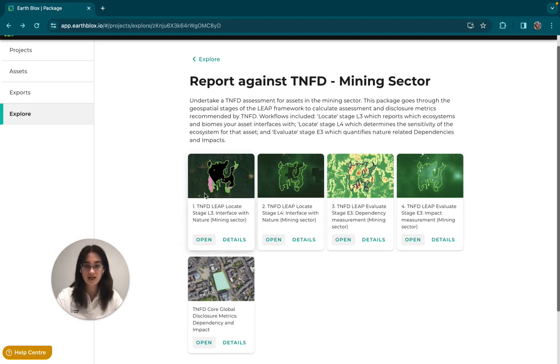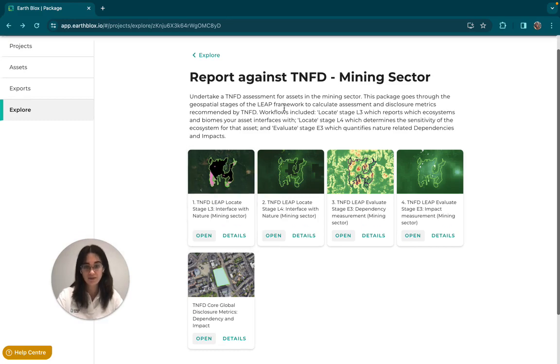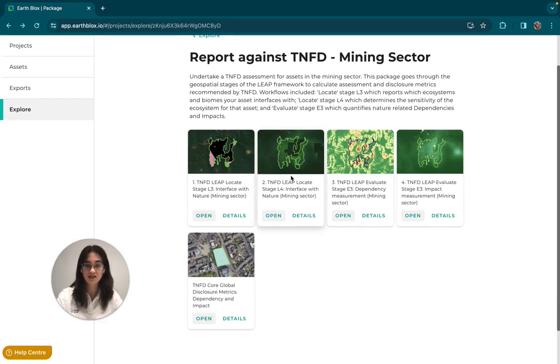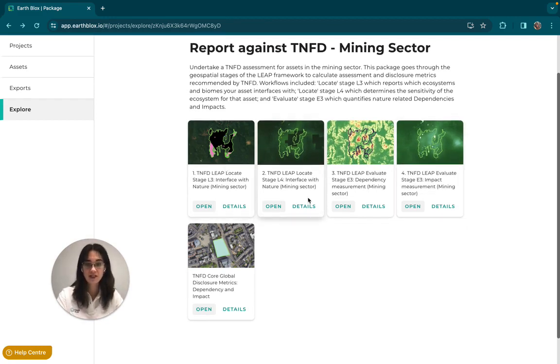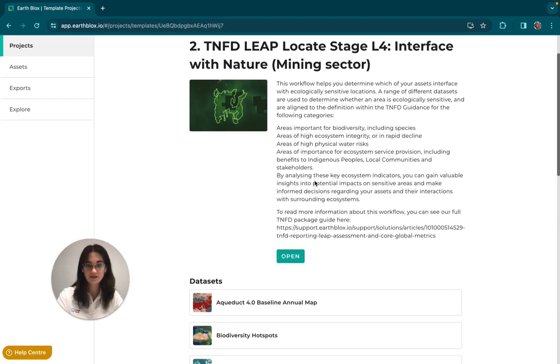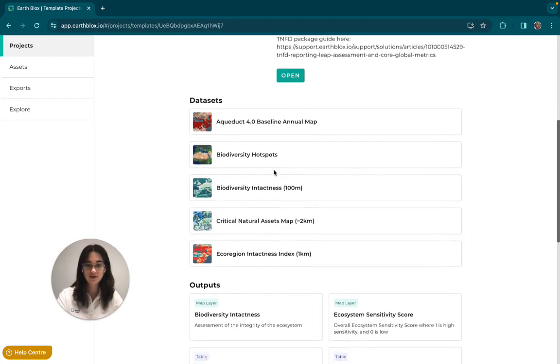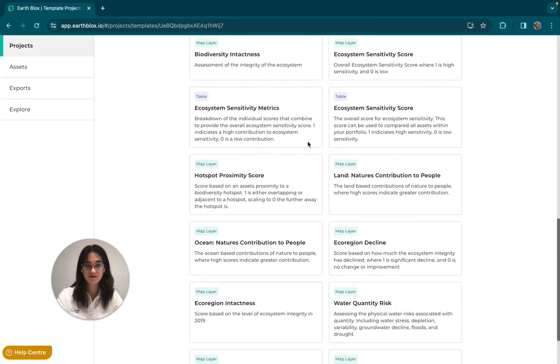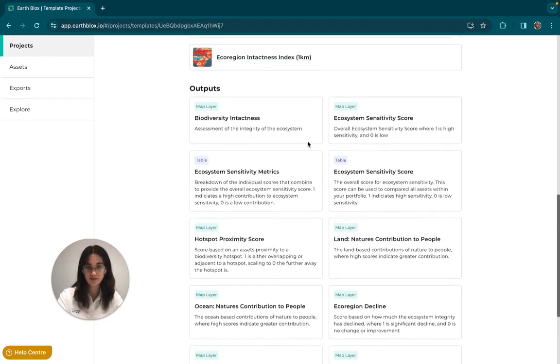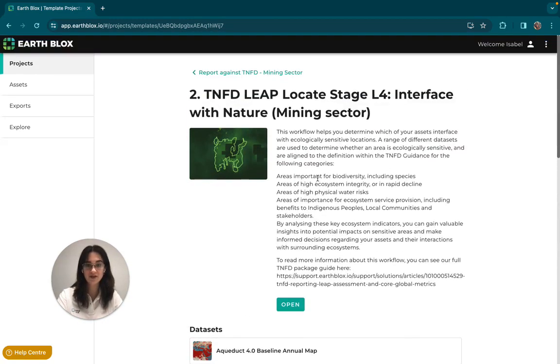This includes the Locate stage L3, which identifies the ecosystems and biomes your asset may impact, the Locate stage 4, which determines the sensitivity of the ecosystem for that asset, and finally, the Evaluate stage 3, which quantifies the nature-related dependencies and impact. Each project has a description, a list of the datasets used, and a list of the outputs generated to help you understand the process of undertaking a TNFD assessment.